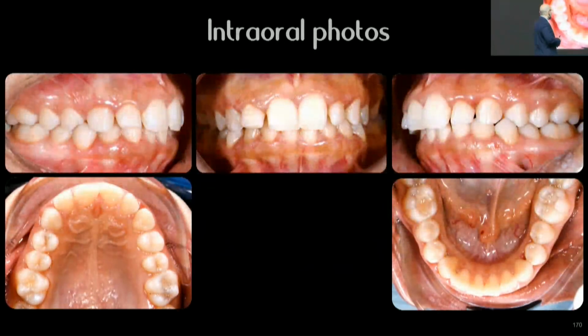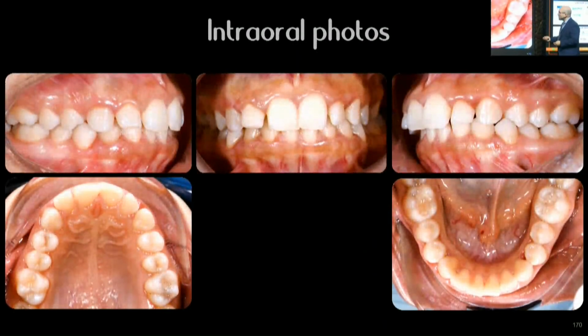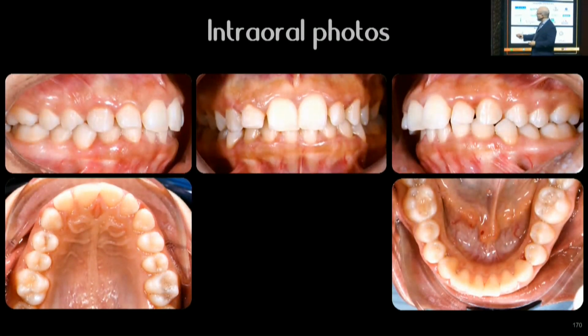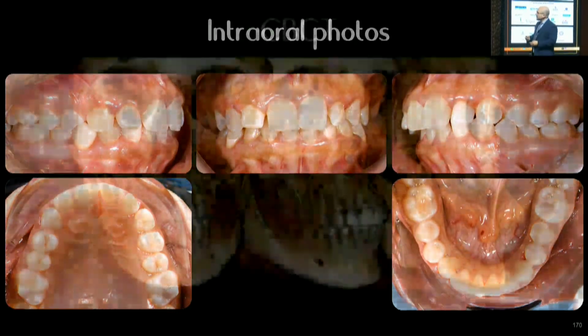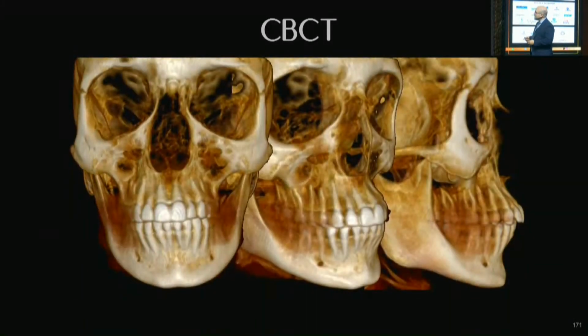Now, this is a more challenging case. This is a case that came to me, and one of the things that you will notice is that she has a cant in her smile. Looking at her intraorally, she's a class 1 malocclusion with a little bit of spacing, but if you look at her CBCT, you will notice that she has a facial asymmetry. Facial asymmetry is very, very technically difficult to treat.